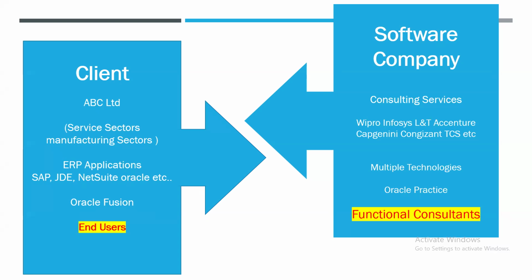Now we'll understand what an end user is and what a functional consultant is. Let's say, as we discussed, ABC Limited is a client company. They are a manufacturing company. There are a lot of ERP applications, and out of multiple ERP applications, let's say ABC Limited uses the Oracle Fusion application.